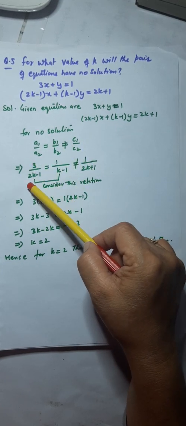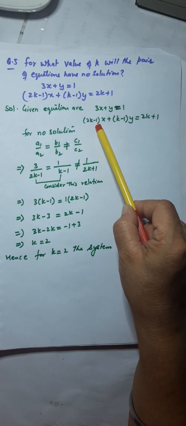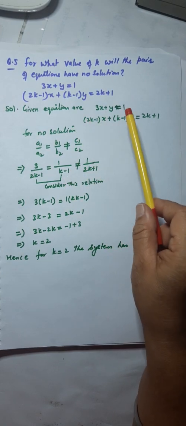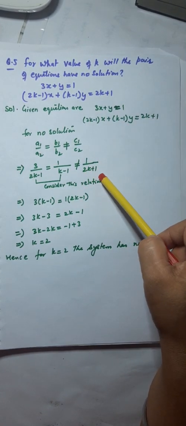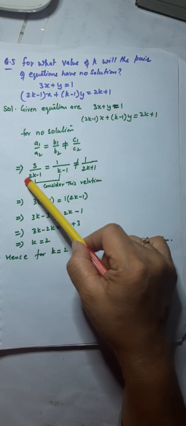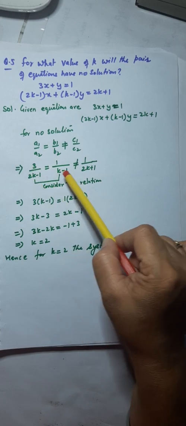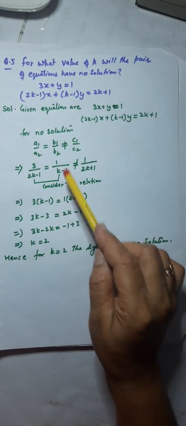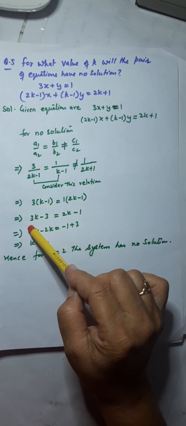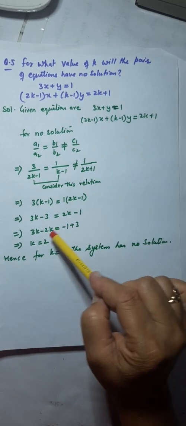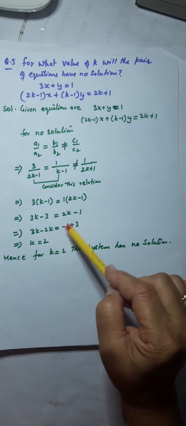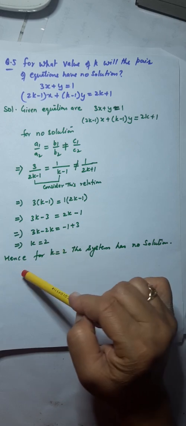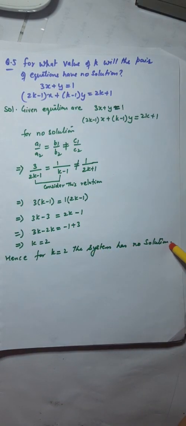We get 3 upon 2k minus 1 is equal to 1 upon k minus 1 is not equal to 1 upon 2k plus 1. Because we have to find the value of k, we will be considering the first two parts of this. Here I have 3 into k minus 1 is equal to 1 into 2k minus 1. This gives me 3k minus 3 is equal to 2k minus 1, which implies 3k minus 2k is equal to minus 1 plus 3. This implies k is equal to 2. Hence, for k is equal to 2, the system has no solutions.